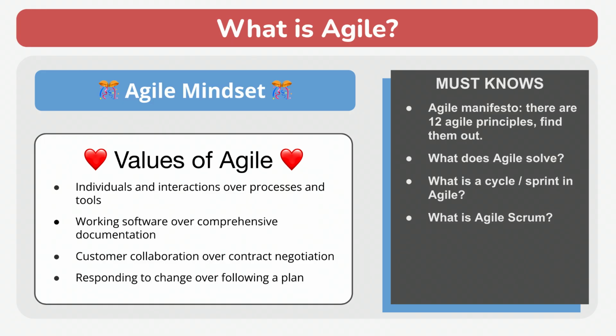Number 1, it's about the individuals and interactions over processes and tools. We don't want to waste time, months or years, discussing the processes and all the tools. Instead, we need the personal interaction. We need the actual interactions between the developers and the business owners and the stakeholders and the project managers. We want this atmosphere.